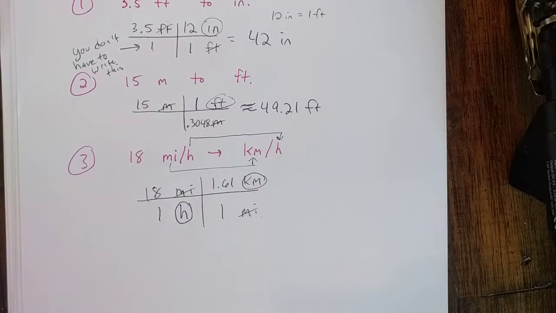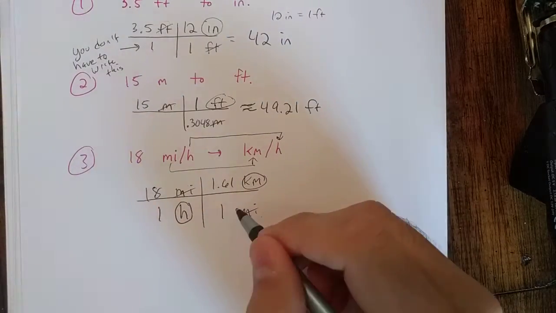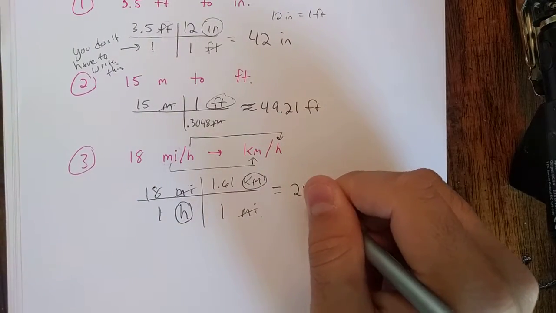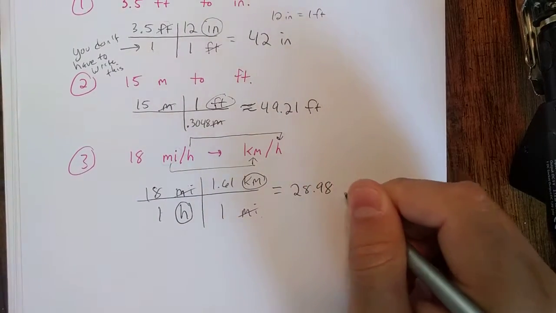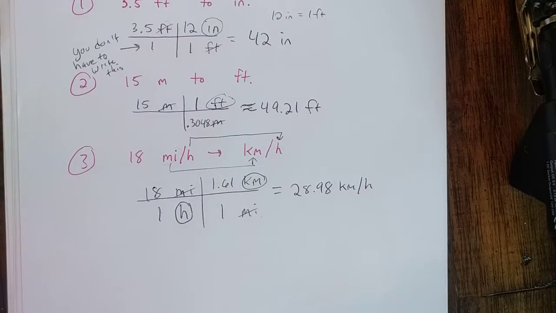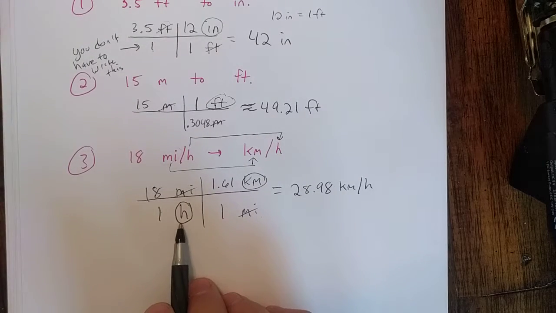So 18 times 1.61 across. You can get 28.98. You don't need to divide by 1 because you know it doesn't change anything. So this is going to be equal to 28.98 kilometers per hour. This ends up being exact here, so we write an equal sign.